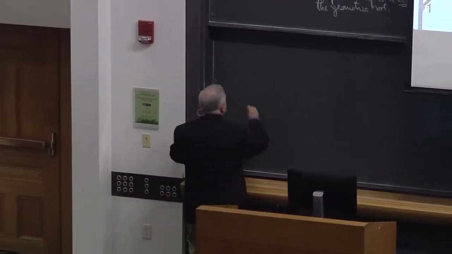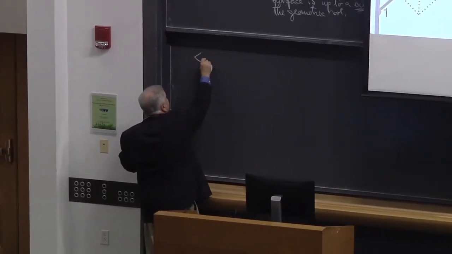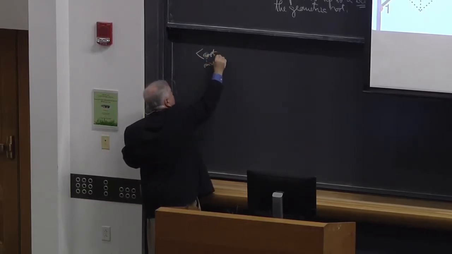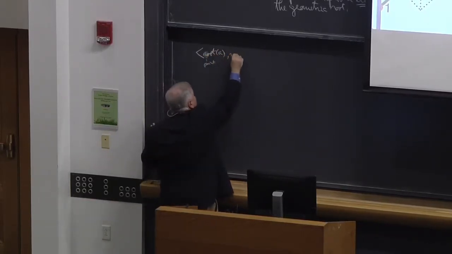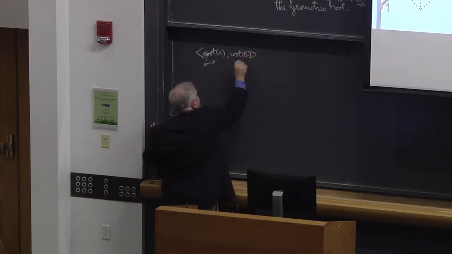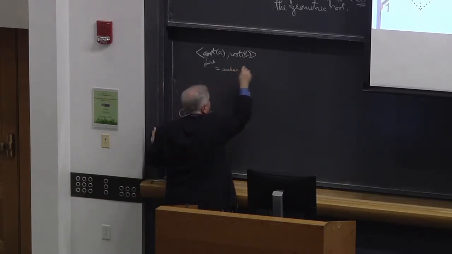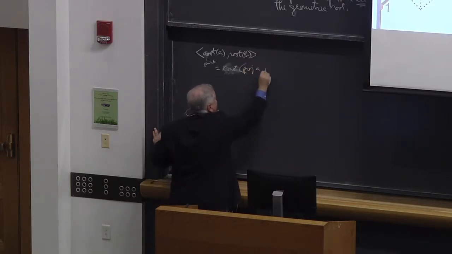The inner product of A, so these are points on the ribbon, of the root of A with the root of B is exactly a common scalar, a constant, which is constant for the whole ribbon, times the projection of A, projection of B.